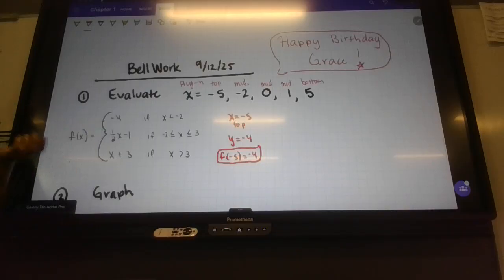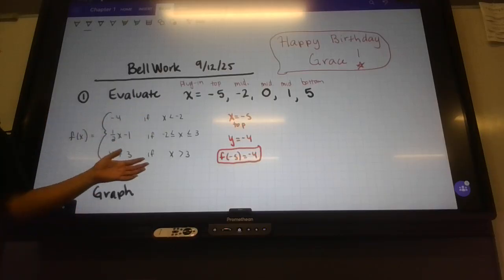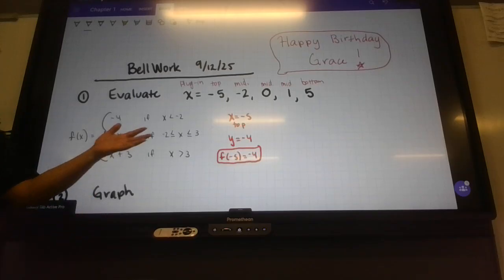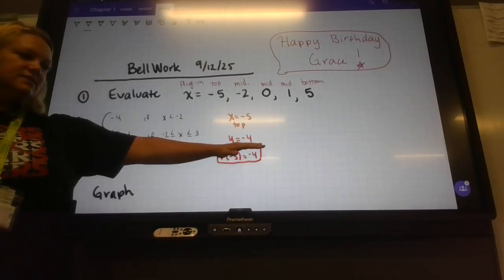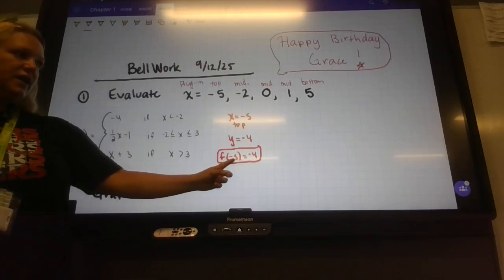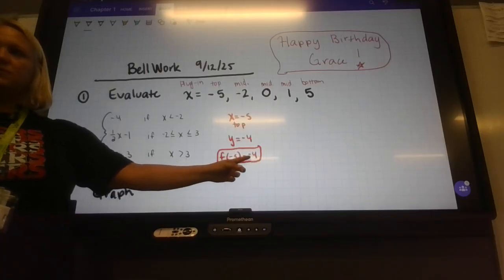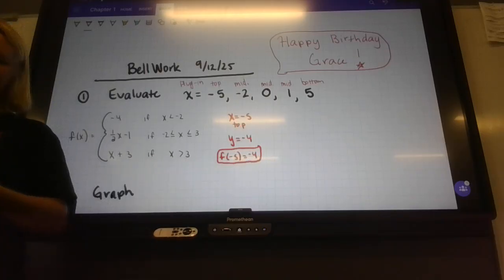It's almost like you guys know how to plug in and evaluate. You're good at that. You can plug in and get an answer. But this is almost like learning a language, right? You're learning the symbols. What do all these symbols mean? This means when x is -5, y is -4. So I hope you understand that.